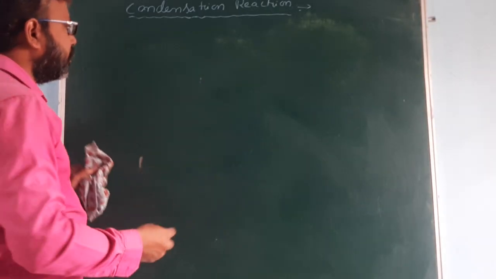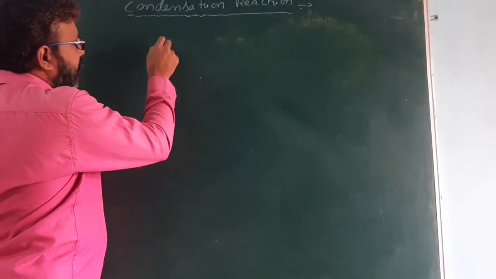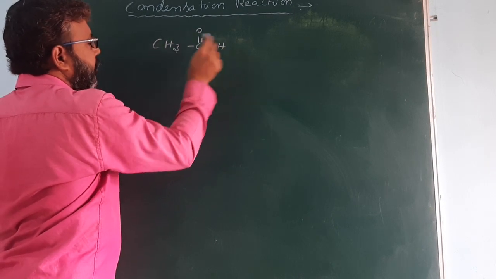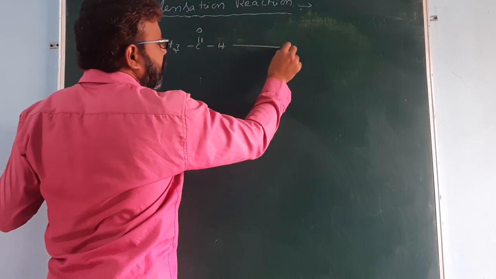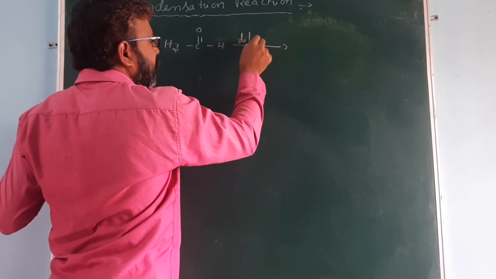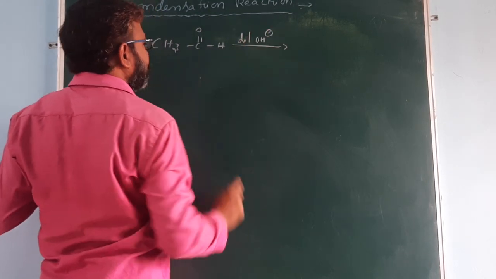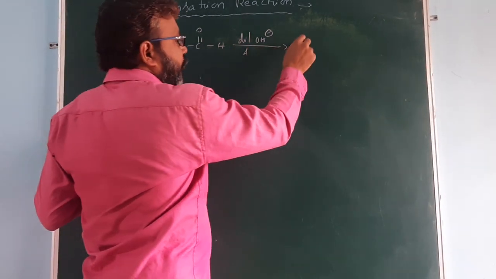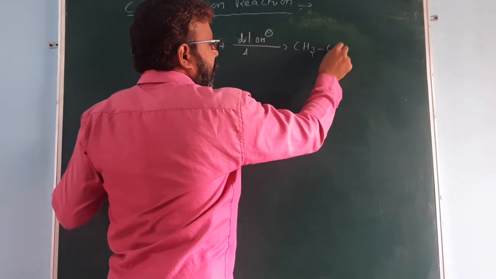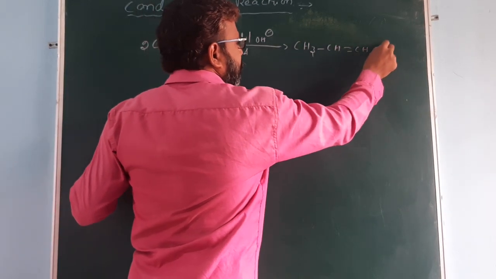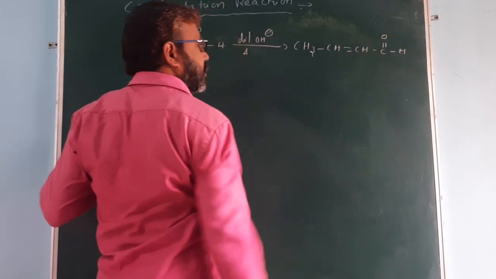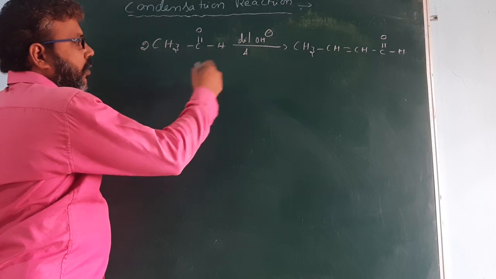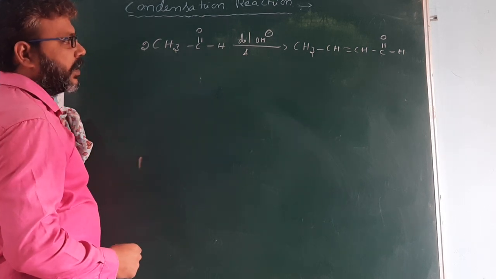In the previous example, we discussed self aldol condensation. For example, 2 moles of acetaldehyde undergo aldol condensation in presence of dilute basic medium to give, if we maintain the temperature, an alpha beta unsaturated carbonyl compound. It is a self aldol condensation. Okay, so how do you get the aldol product?